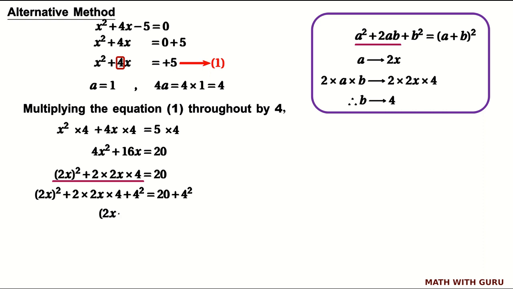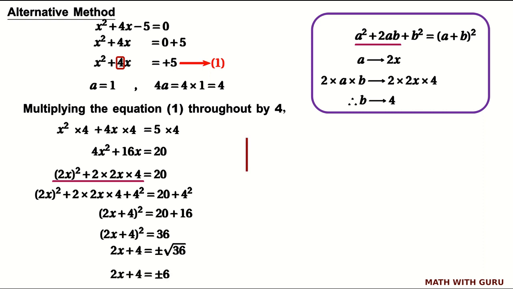Now, we have (2x) squared plus 2 into 2x into 4 plus 4 squared, which is exactly in the form of a squared plus 2ab plus b squared. Therefore, this can be factorized as (2x plus 4) whole squared equals 20 plus 16, which is 36. 2x plus 4 equals plus or minus root 36.